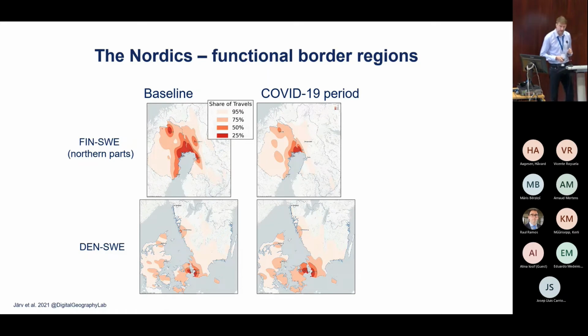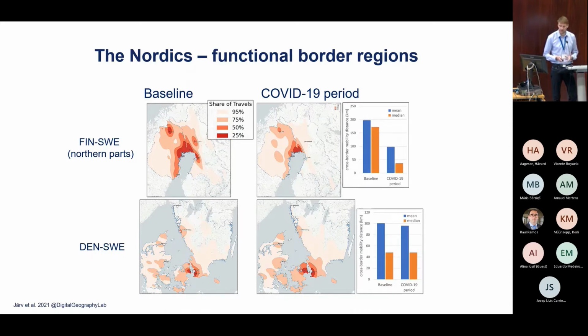the COVID period. Then we clearly saw differences between the northern parts of Finland and Sweden, but for Denmark and Sweden, we didn't see a change in the geographical extent of interaction. And looking at movement distances, we also saw a significant drop in the case of Sweden and Finland, but we don't see a drop between Denmark and Sweden. So in some cases there were structural changes, and in some cases we didn't find those, only the overall decrease of mobilities.